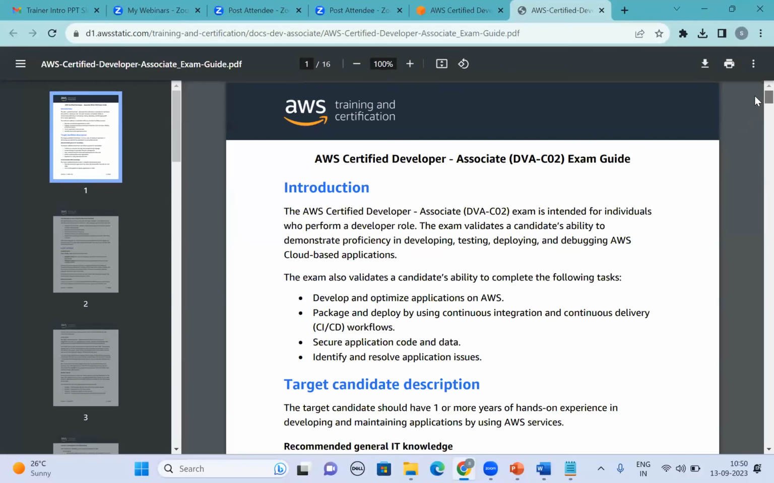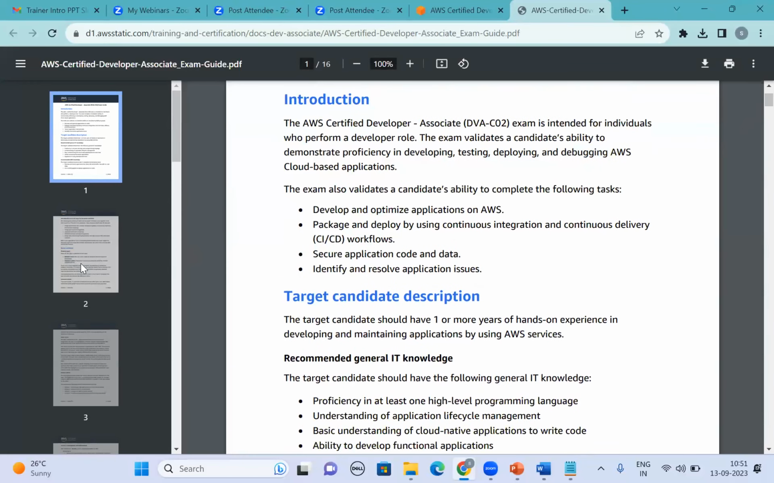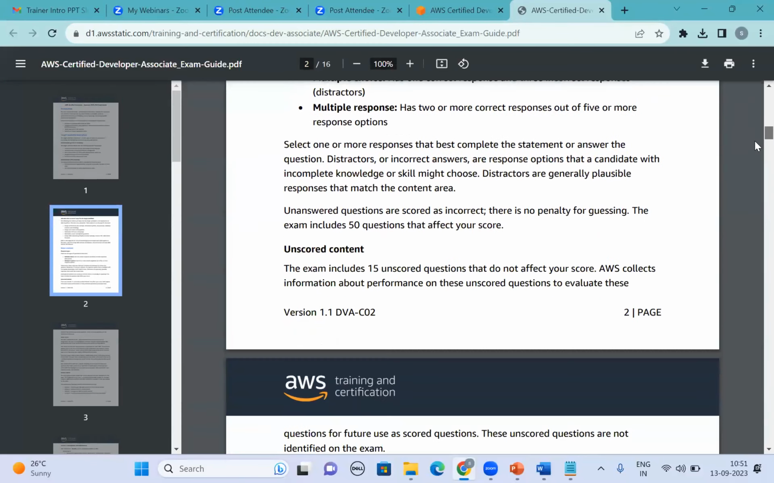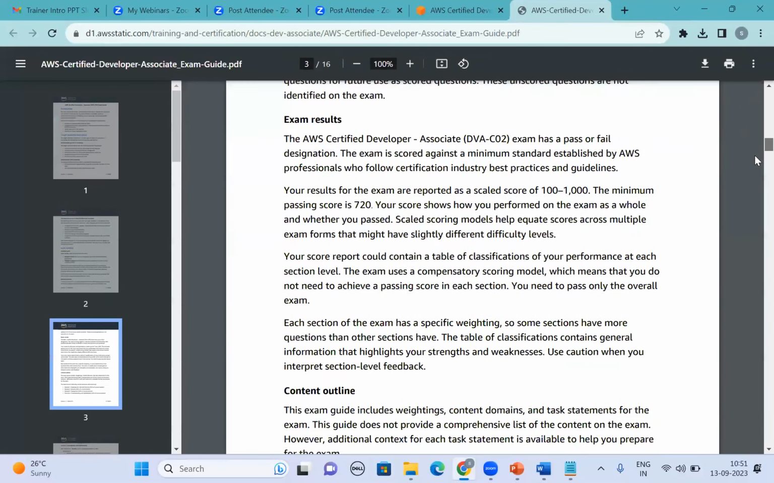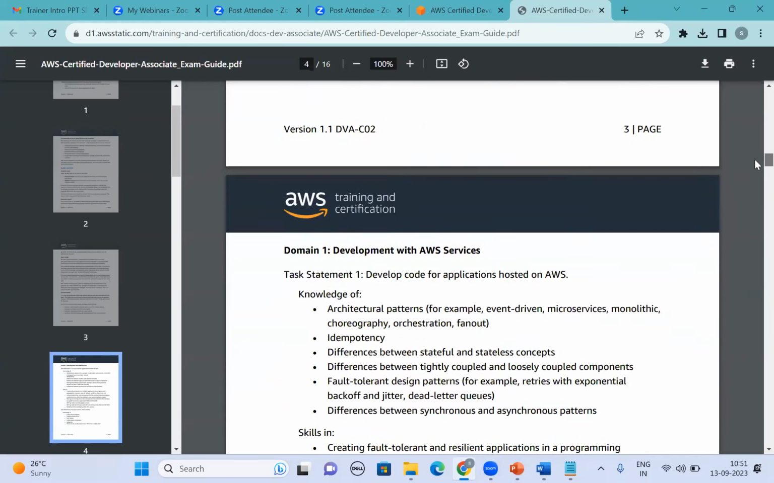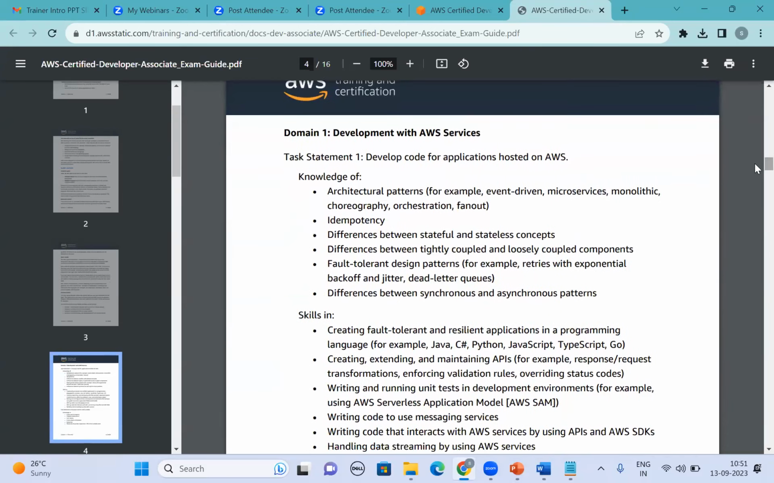The exam guide is open to all. So here you can see the course. If you see, examination content will be there, certifications, course, results. These are the domains you can see: development with AWS services, security, deployment, troubleshooting. In development with AWS, here the track will change. Here you will have Java, Python, JavaScript, right?